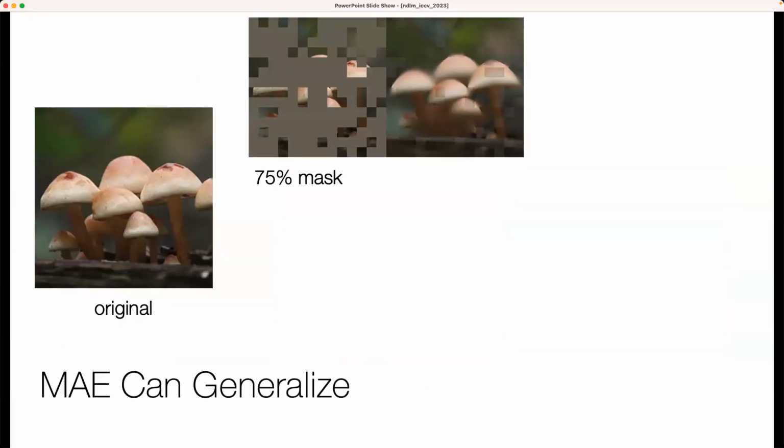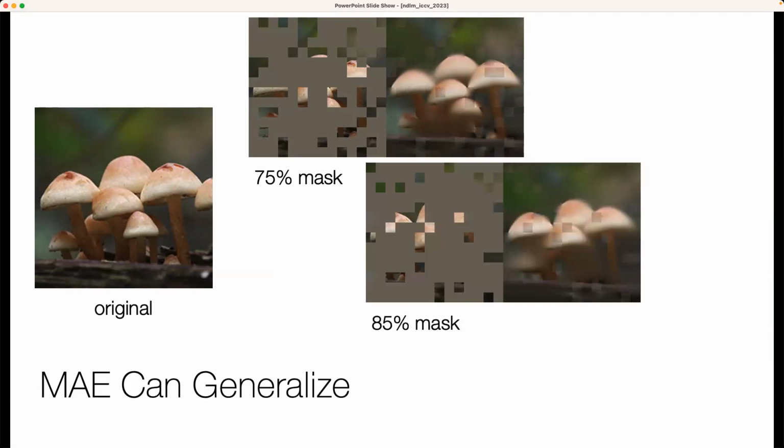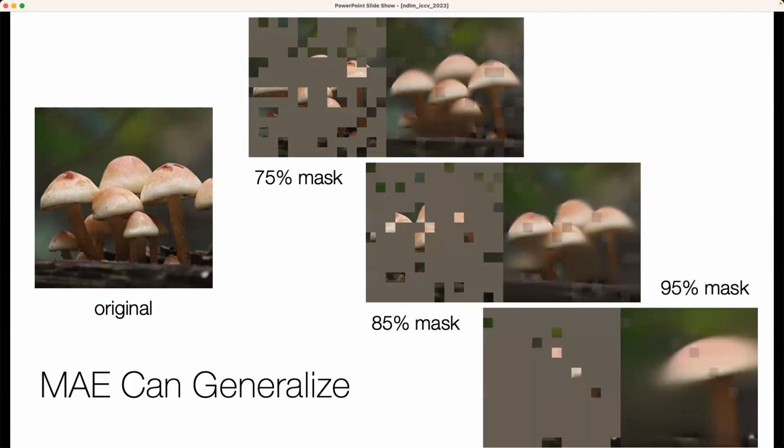And we have examples to show that MAE can generalize. It's not just memorizing the original image. So given an original image like this, we apply different mask ratios, and we actually get different reconstruction results. So it's not just memorizing the original image.